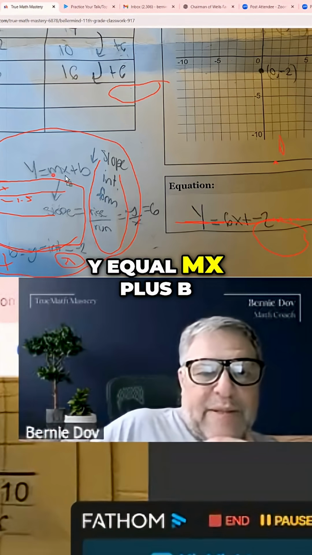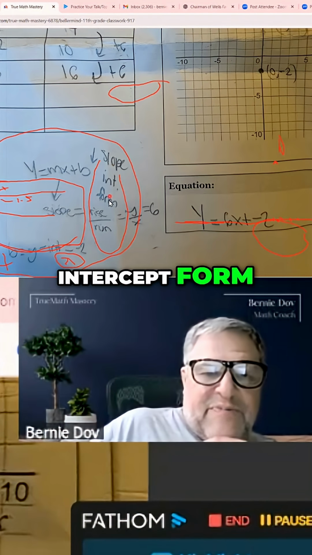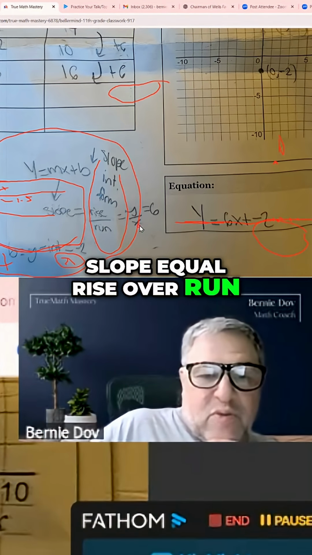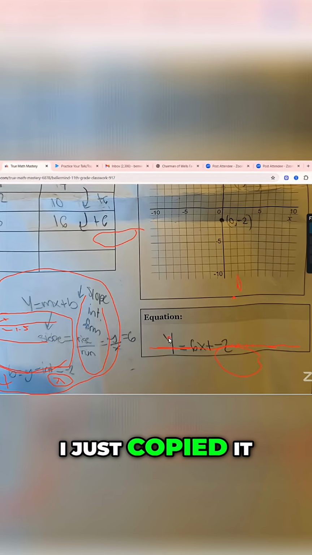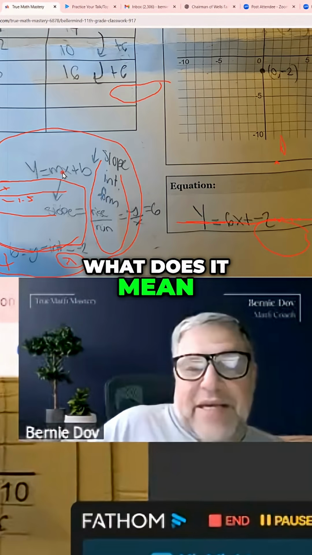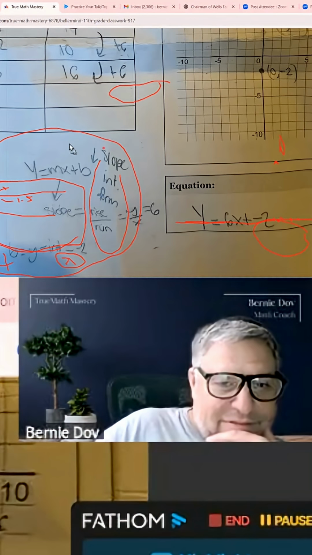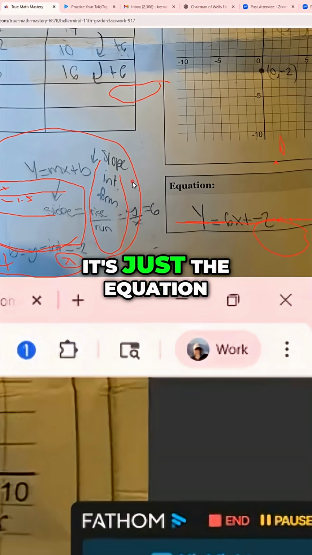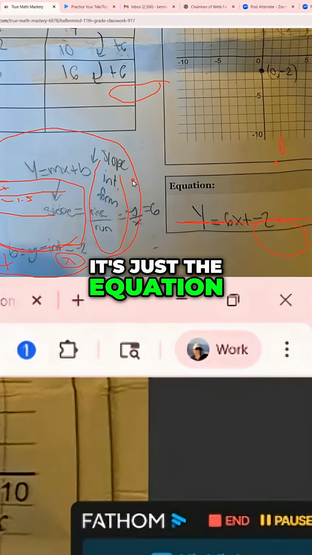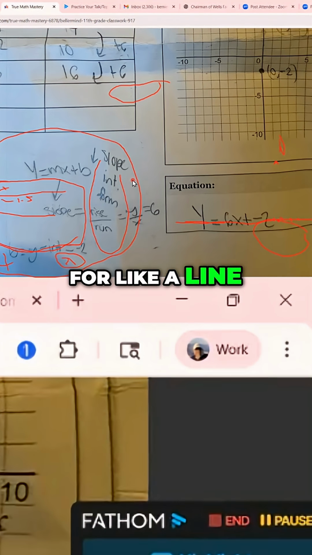These words: y equal mx plus b. You wrote slope, intercept form, slope equal rise over run. What does this all mean? I wrote it, I just copied it from the board. So what does it mean? It's just the equation for like a line.